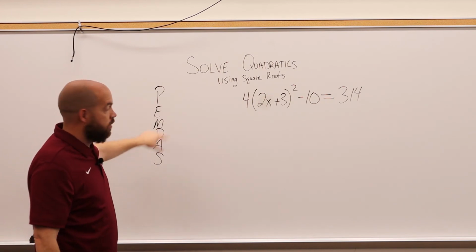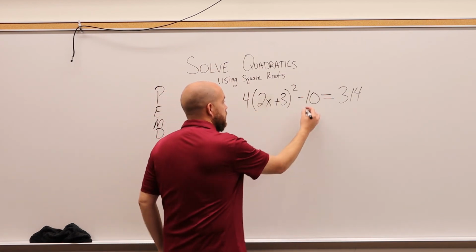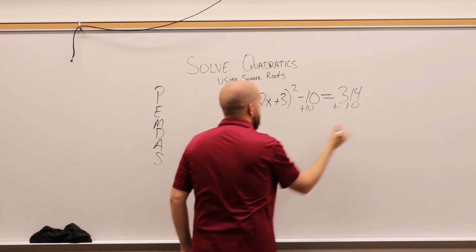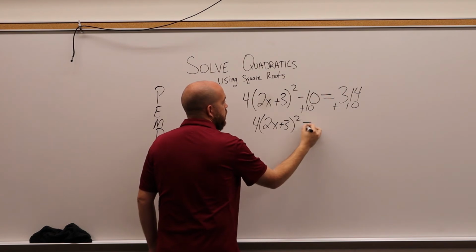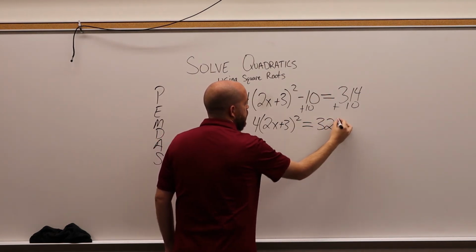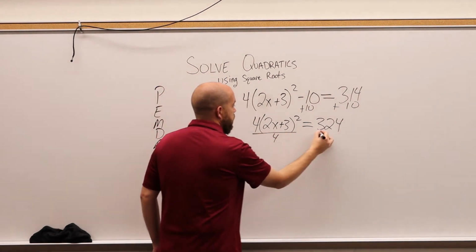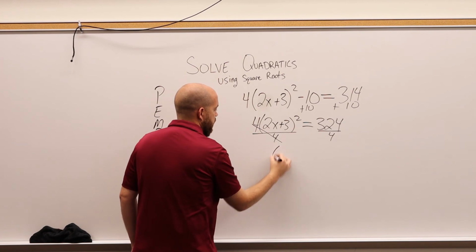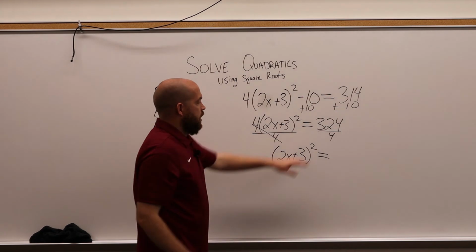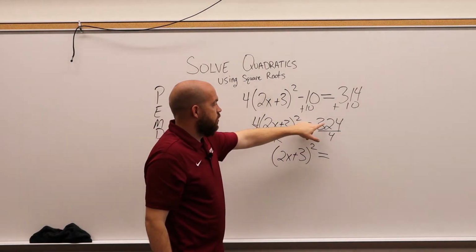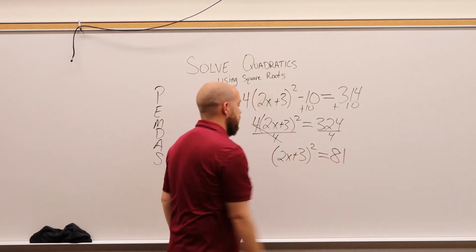Okay, don't get intimidated. First thing, we need to cancel the 10. We don't touch the 3 because it's in the parentheses. So let's add 10 to both sides. So I have 4 parentheses 2x plus 3 squared equals 324. Now I need to cancel the 4, so I'm going to divide both sides by 4. So that gives me 2x plus 3 squared equals, kind of hard to divide that in our head. Well, sometimes it's easy. 32 divided by 4 is 8, and then 4 divided by 4 is 1, so I know it's an 8 and then a 1, 81.